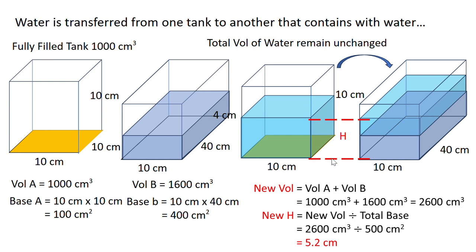Now you want to find the common height. Remember what we learned just now? To find the common height, all you need is to get the total base, which is base of container A plus base of container B. So the total base is 400 plus 100 is 500. So we take the volume, divide by 500, is 5.2 centimeter. We can now say that the height here is 5.2 centimeter.